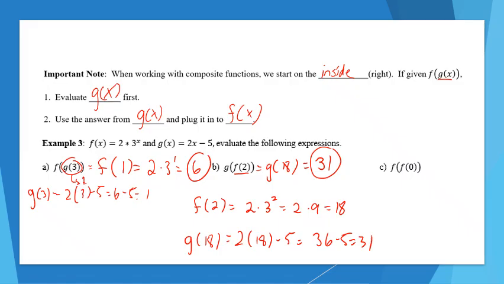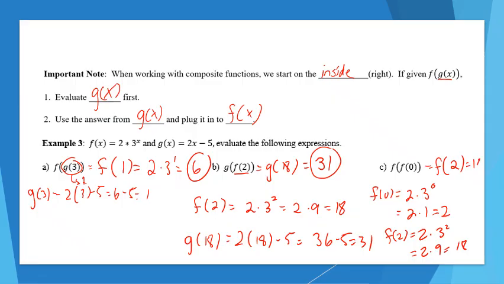For part C, we have a composite function, but we're using the same one. So we want to find f of f of 0. So first, f of 0 is just 2 times 3 to the power of 0. Remember, anything to the power of 0 is just 1. So this should be 2. And then f of 2, we already kind of did this in part B, but f of 2 is 2 times 3 squared, which is 2 times 9, which is 18. So this should be equal to 18 as our answer there. It's a little messy. Let me rewrite that. 18 should be our answer for part C.